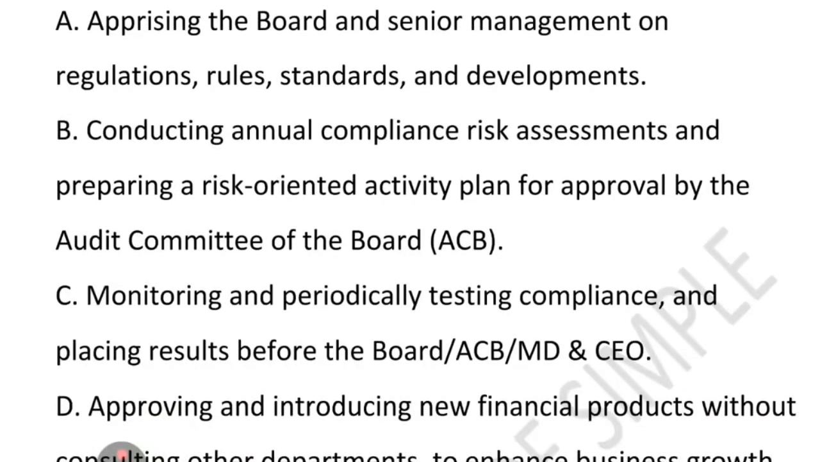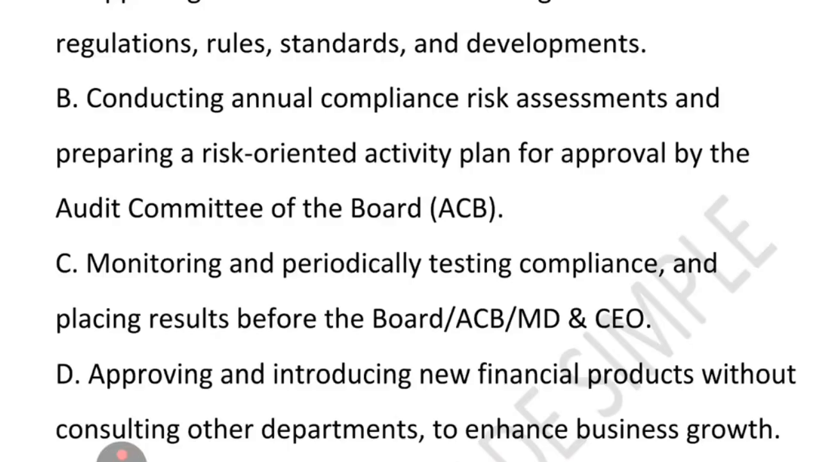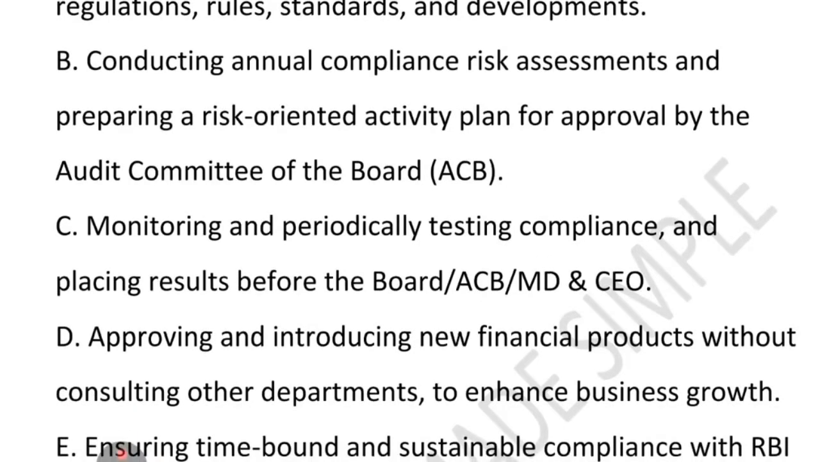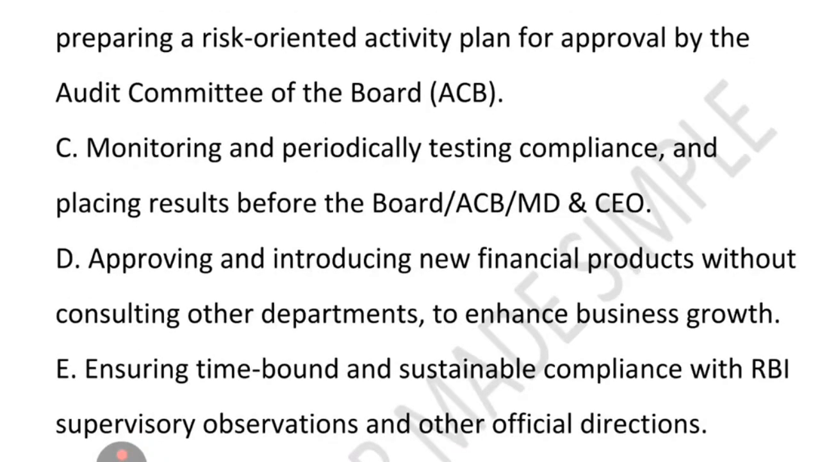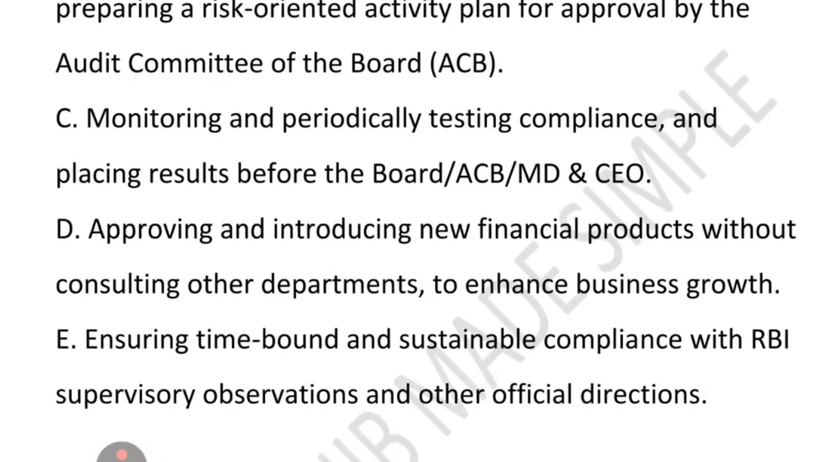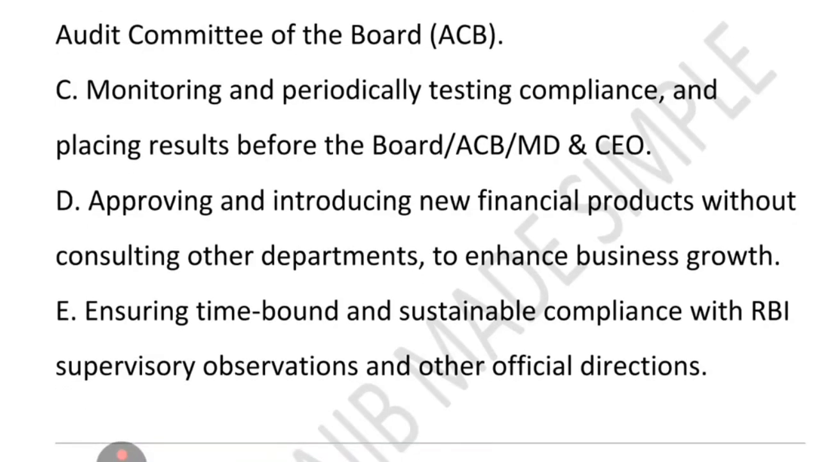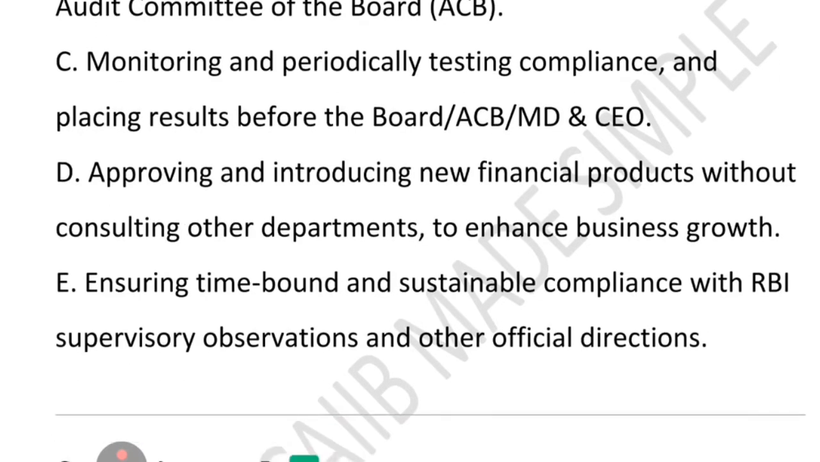What about option B? It says conducting an annual compliance risk assessment and preparing a risk-oriented activity plan for approval by the ACB. Is this a real duty? Yes. It means that the CCO does a yearly health check on compliance risk. They make a plan to fix gaps and send it to the audit committee. For example, like a car mechanic doing an annual inspection and suggesting the repairs. What about option C? Monitoring and periodically testing compliance and placing results before the board, ACB, MD and CEO. Is this a real duty? Yes. The CCO checks if the rules are being followed or not. They report findings to the big bosses like the board and the CEO, like a school inspector checking if the teacher follows the curriculum or not.